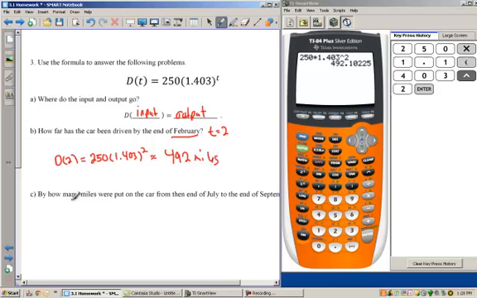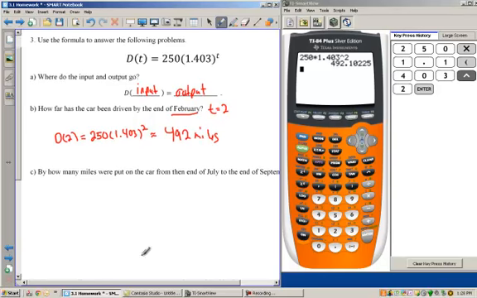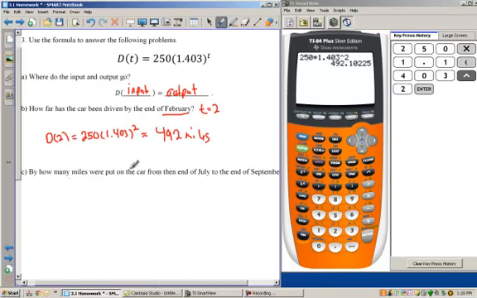All right. And then part C says by how many miles were put on the car from the end of July to the end of September. So you have to remember the end of July corresponds to t equals 7. And the end of September? Well, 7 is July, 8 is August, and so t equals 9 is September. To figure out how many miles were put on from July to September, the first thing we'll do is calculate the number of miles the car had at the end of September, then figure out the number of miles the car had at the end of July, and then subtract these two values to get our final answer.